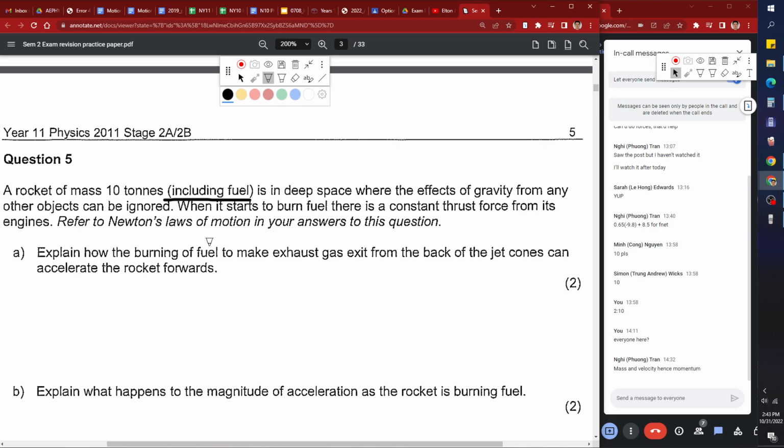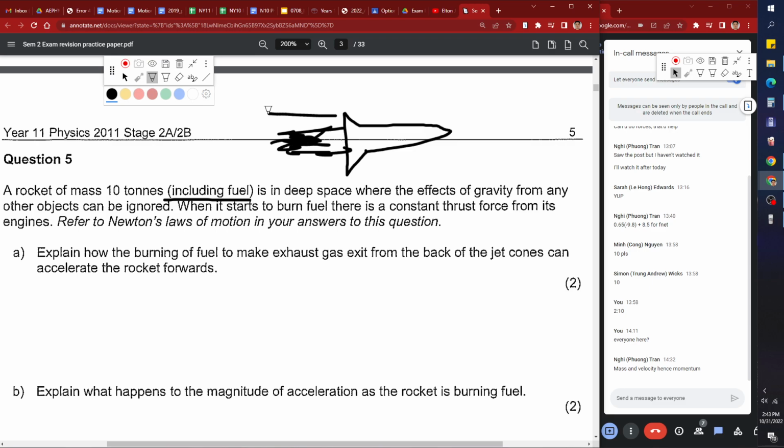Explain how the burning of the fuel to make exhaust gas escape from the back of the jet cones can accelerate the jet forward. The rocket, I mean. So for the rocket, when it's blowing out the exhaust gases from the back, the exhaust gases are being pushed out this way, right?